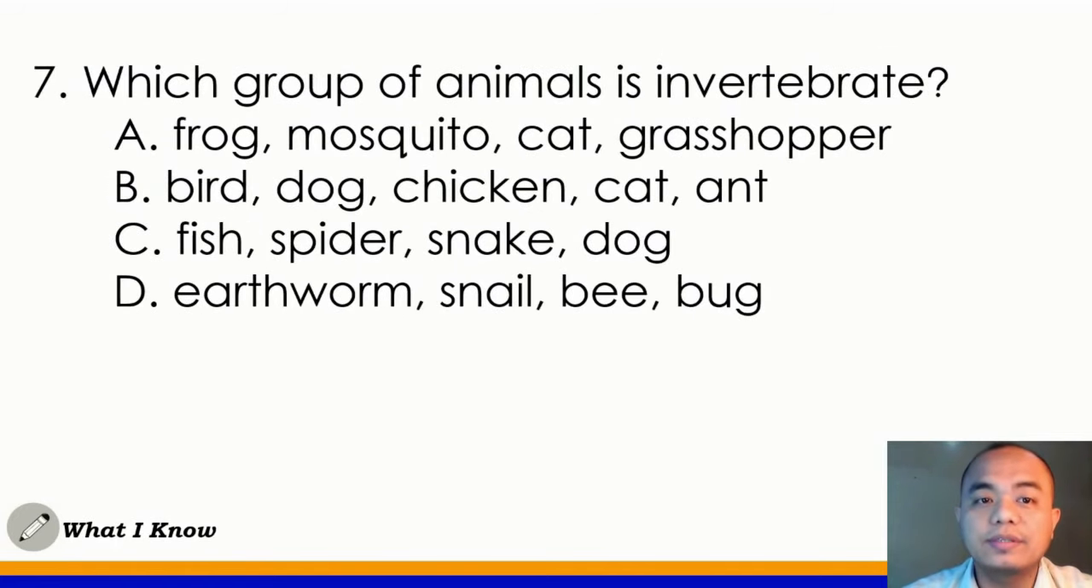Invertebrates. Number 7. Which group of animals is invertebrate? A. Frog, mosquito, cat, grasshopper. B. Bird, dog, chicken, cat, and ant. C. Fish, spider, snake, dog. D. Earthworm, snail, bee, bug. What's the correct answer for number 7? It's letter D. Earthworm, snail, bee, and bug.